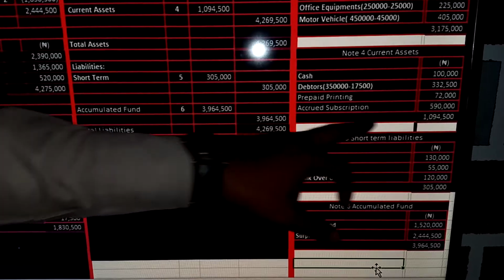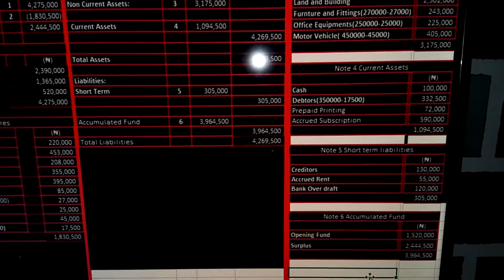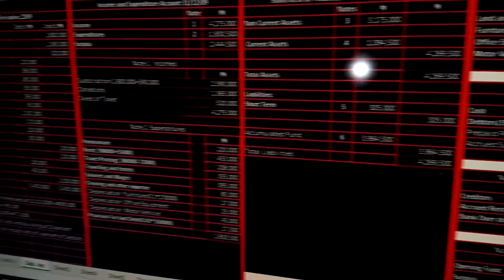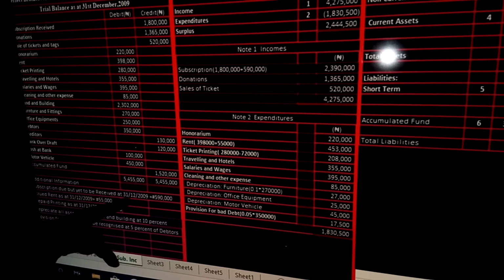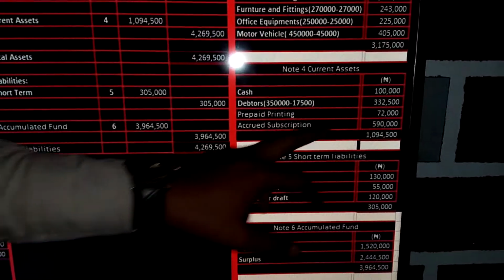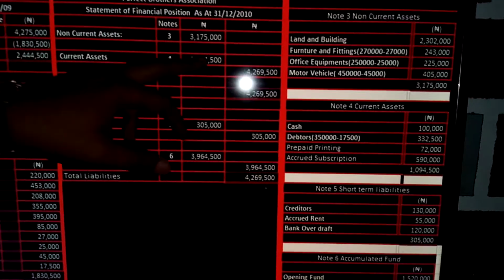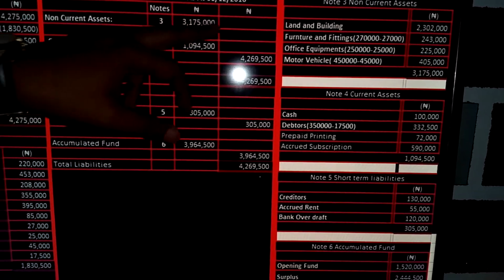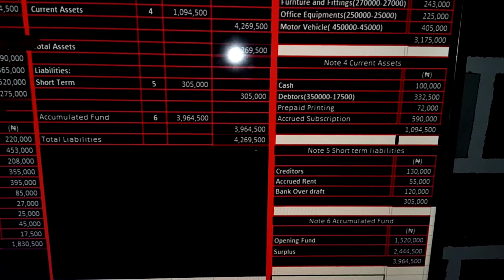We had accrued subscription. Subscription that is due, but members are yet to pay. It was given to us in the question. You can see it here. First one, subscription due but yet to be received as at 590,000. So that's the current asset. So when you add all together, you have 1,094,500. That's what you have here, note 4, 1,094,500. So 3,175,000 plus 1,094,500 will give you 4,269,500. That's your total assets.